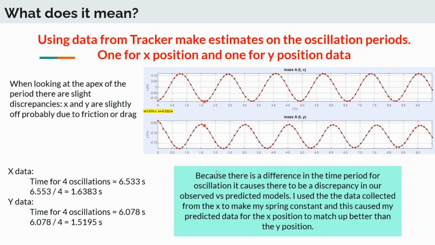Now, when getting the oscillation periods, we find that the y data and the x data are slightly off. Because of this difference in the time period for oscillation, it causes there to be a discrepancy in our observed versus predicted models. I used the data collected for the x to make the spring constant, and this caused my predicted data for the x position to match up better than the y position in our previous slide.